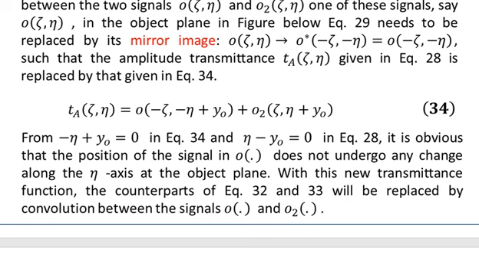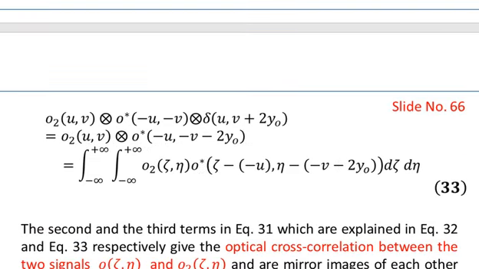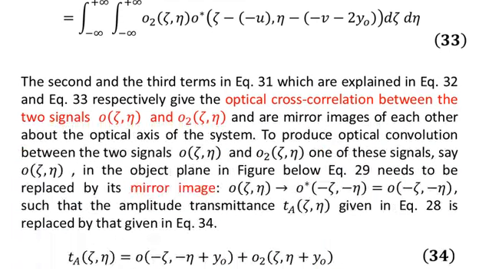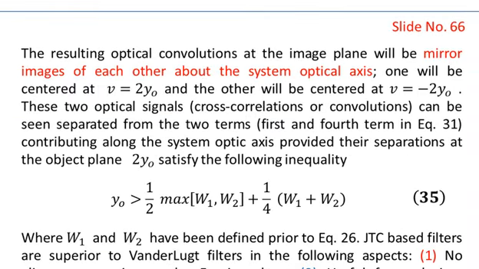With this new transmittance function, the counterparts of equation number 32 and 33 will be replaced by the convolution between the signals O and O2. That is, in equation number 32, these O2 stars can be replaced by O2. And similarly, we can replace O star in equation number 33 by O. The resulting optical convolution at the image plane will be mirror images of each other about the system optical axis.